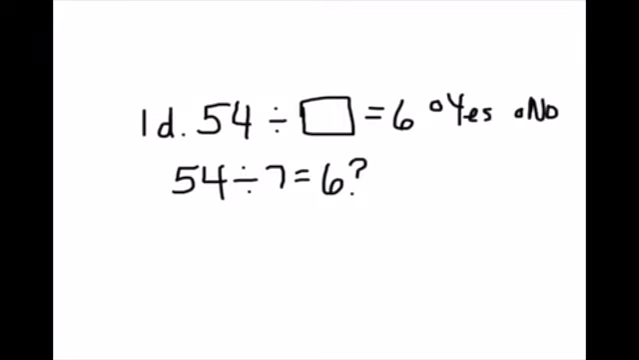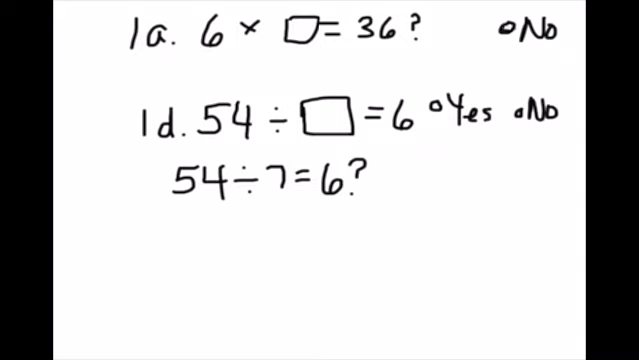So I want you to think about what we did for 1A. Remember, we had to ask ourselves 6 times blank. Does that equal 36? And remember, we said no. We did a strategy for that one, and we found out that 6 times 7, because 7 was in that box, did not equal 36. It equaled 42. We already figured that out. So let's look at 1D and see how this can help us.